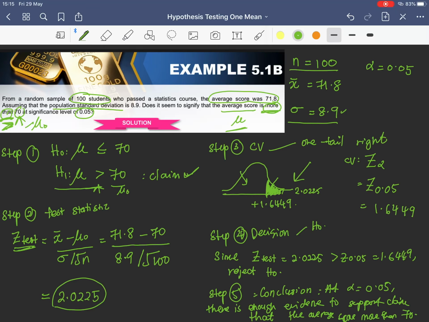You reject H null. Okay, you reject this H null. You accept this H1. So we said that there is enough evidence. So where is the evidence? Step number 2, step number 3, and step number 4 shows that we reject H null. So we support our claim that the mu is more than 70.